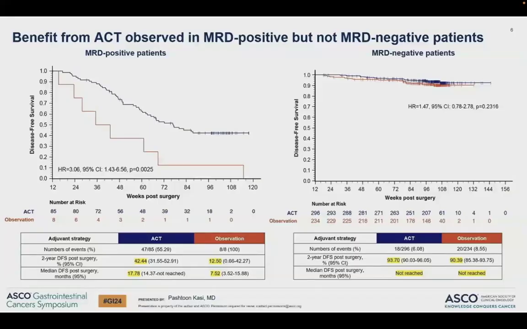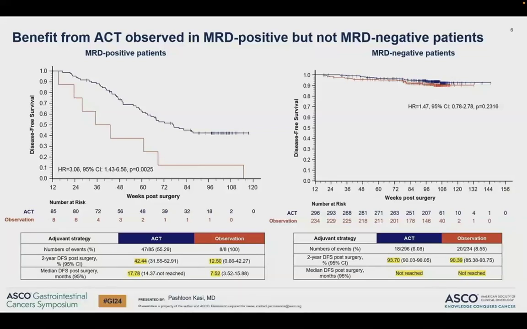So there was definitely a benefit for adjuvant chemotherapy in the MRD positive group and not in the MRD negative group. This is a study that was presented by Dr. Kasi at GI ASCO this past January.